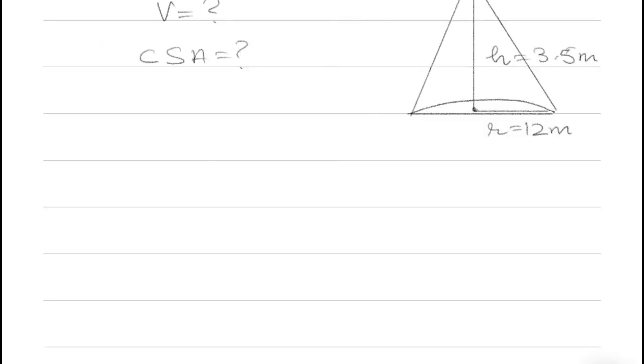For curved surface area we will need the slant height L. So L is equal to square root of r square plus h square.